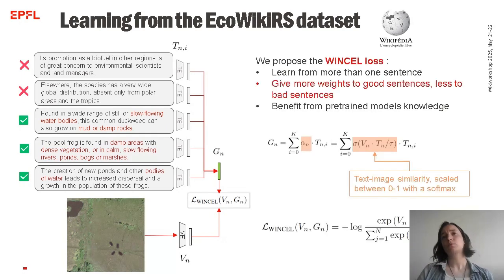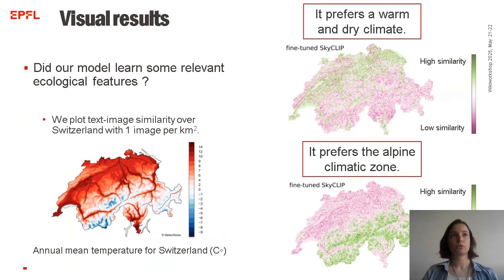We propose this approach called WinCell. I will not go into the technical detail, but it gives more weight to good sentences and less weight to bad sentences by benefiting from pre-trained model knowledge. Through our training, our model is able to learn a good interaction between a real image and any text that we can come up with.